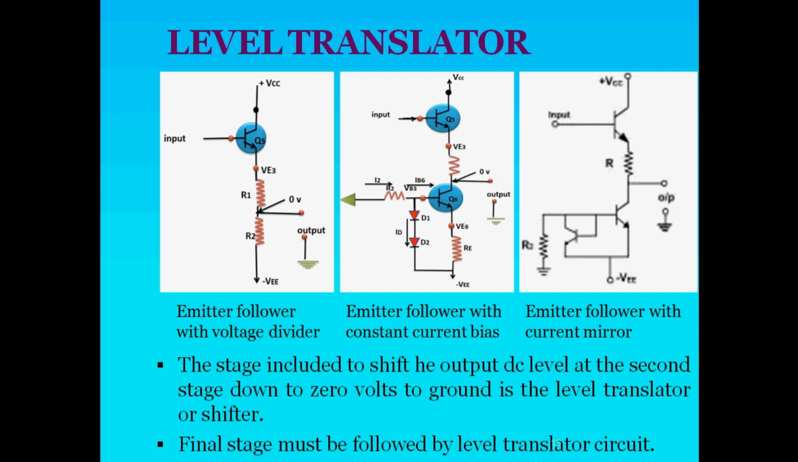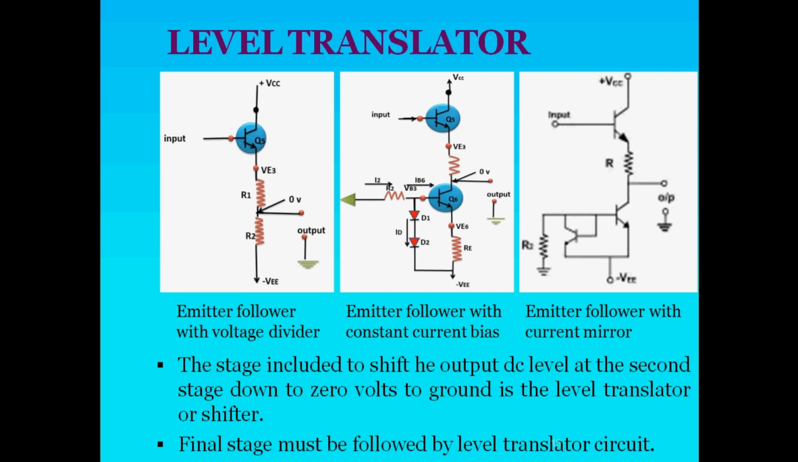So there are three different types of level translators or level shifters. The first one, in the diagram we can see, is the emitter follower with voltage divider, which is connected to the junction of transistors Q1 and Q2. Similarly, another is the emitter follower with constant current bias circuit. There, the constant current bias with the help of two diodes is designed. And the other level translator is the emitter follower with current mirror circuit. The same current mirror that we have already seen will be used as a level translator.